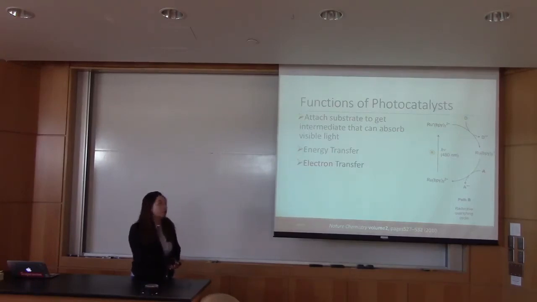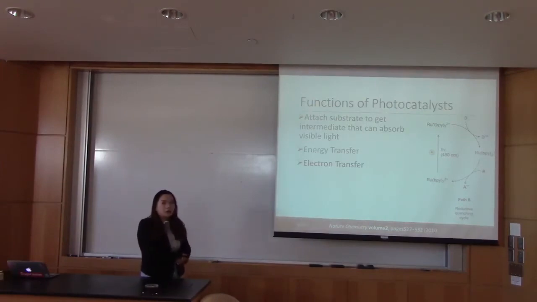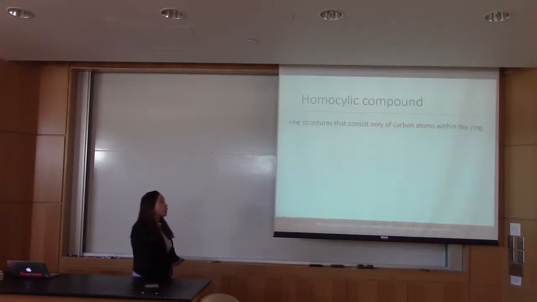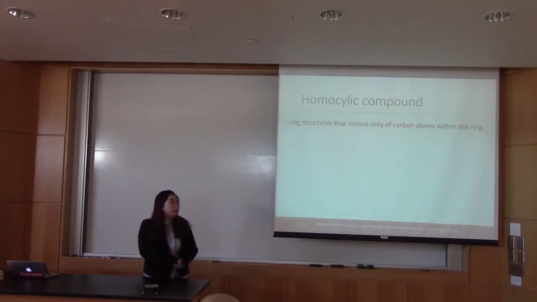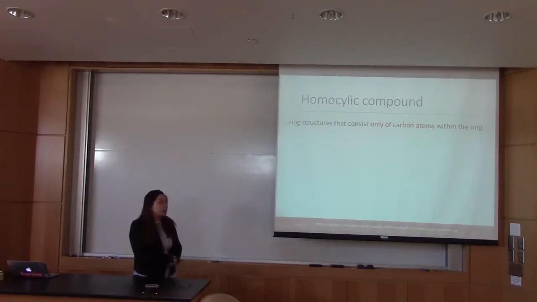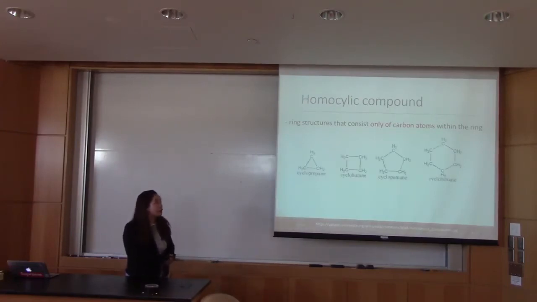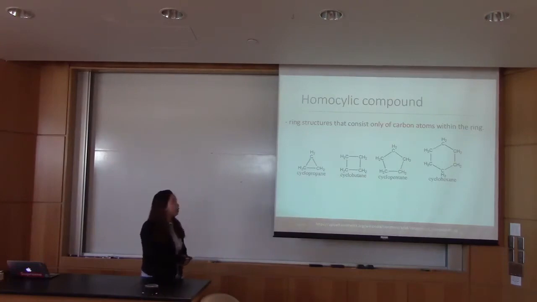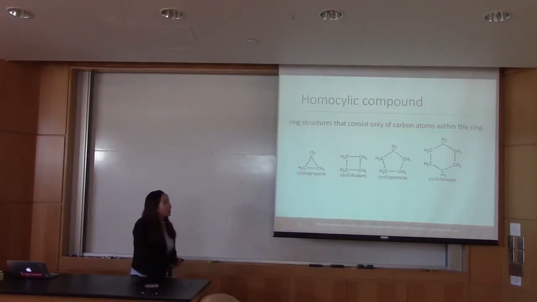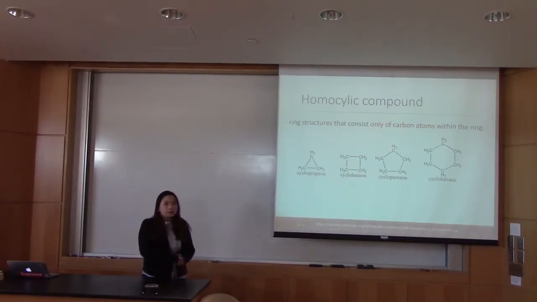After I introduced the photocatalyst and visible light, and what they can do in chemical reactions, they can synthesize a lot of kinds of molecular rings. And there are two types of molecular rings. One is a homocyclic compound, and another is a heterocyclic compound. The homocyclic compound is a ring structure that contains only carbon atoms. And there are many types of homocyclic compounds. The first is cyclopropene, the 3-membered ring, and cyclobutene, the 4-membered ring, cyclopentene, the 5-membered ring, and cyclohexene, the 6-membered ring.